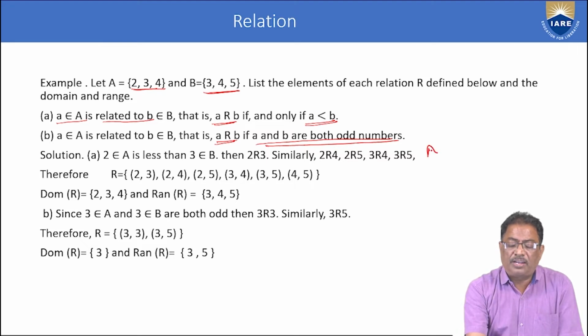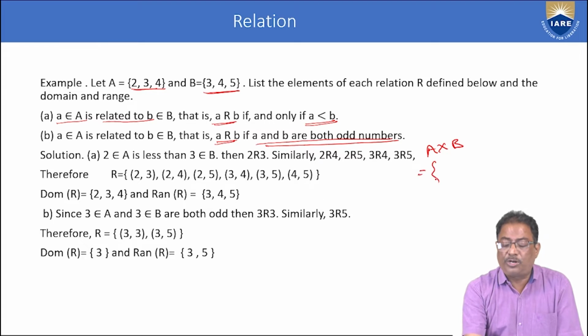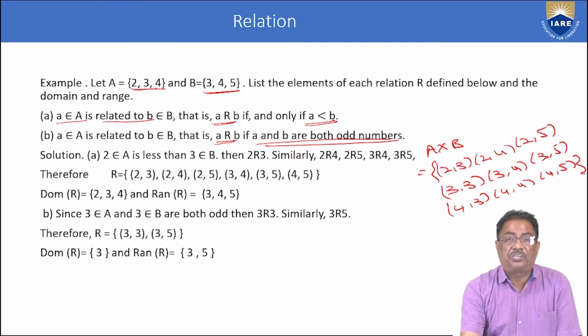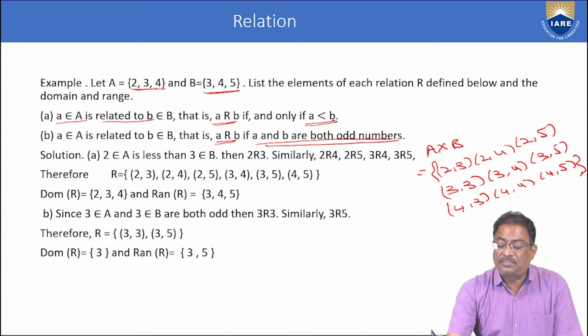For this, let us consider the first one. What is our Cartesian product of A cross B? A cross B is the set of all the elements we are going to get. So it is 2, 3 and 2, 4 and 2, 5. Then 3, 3 and 3, 4. Then 3, 5. Then 4, 3 and 4, 4 and 4, 5. These are the elements that will be there in the Cartesian product of two sets.